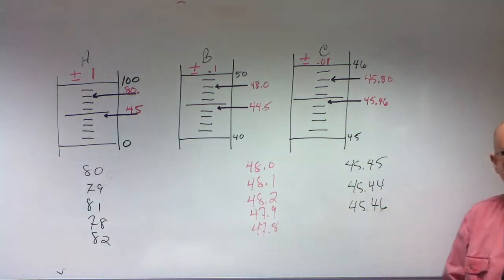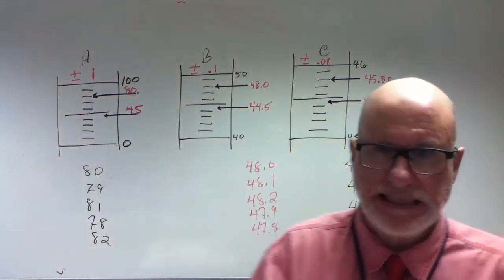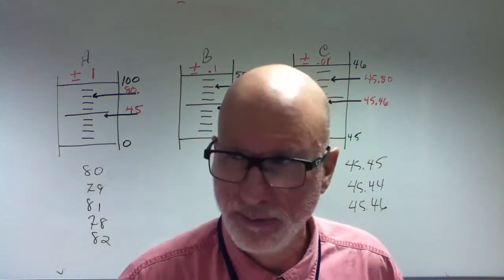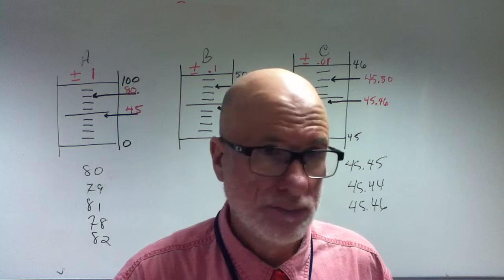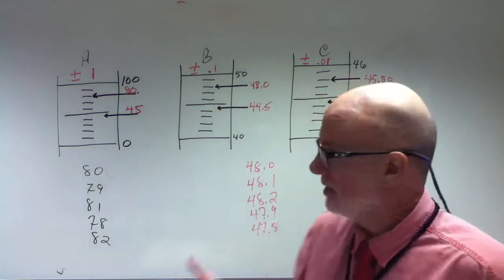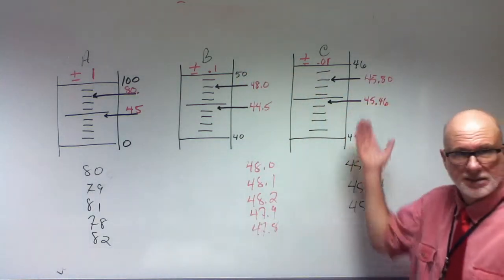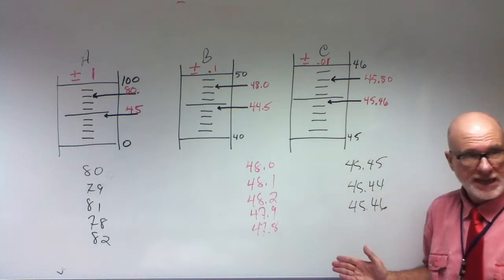Okay? But what we do, so I don't want to mislead you. Okay? Yes? So, you get it? So which one has the greater number of decimal places? C, right? Yes?